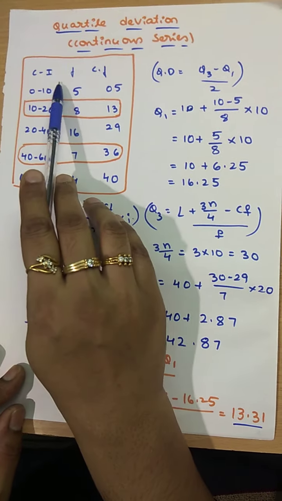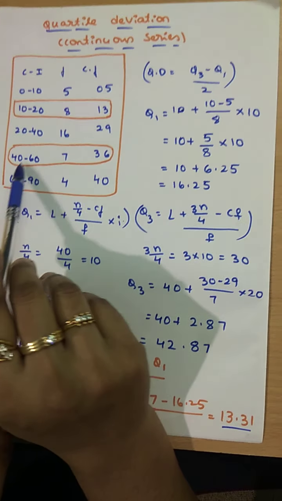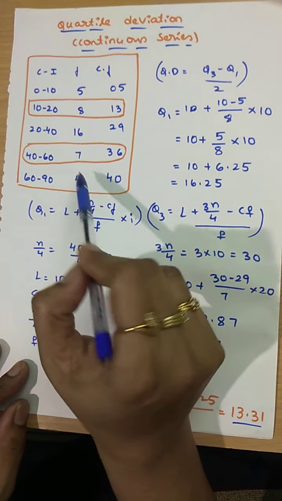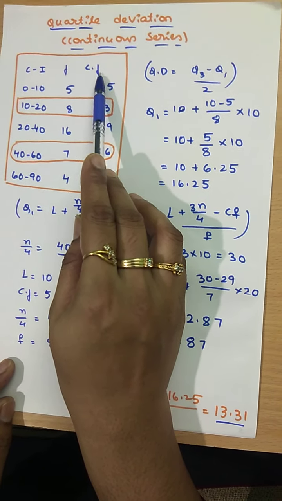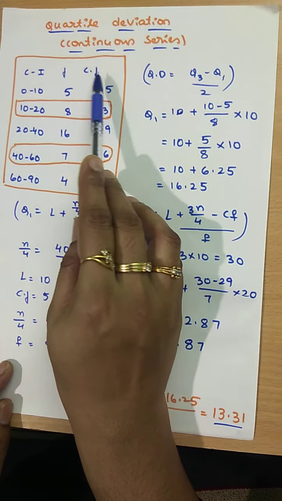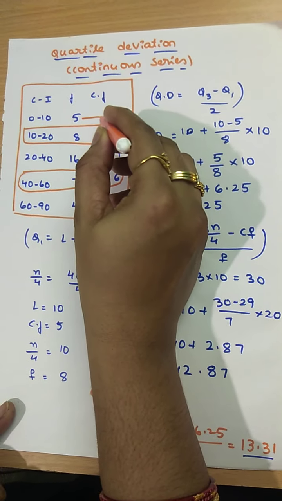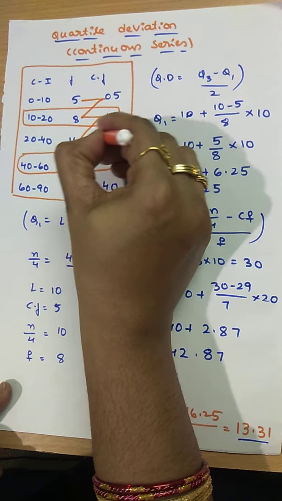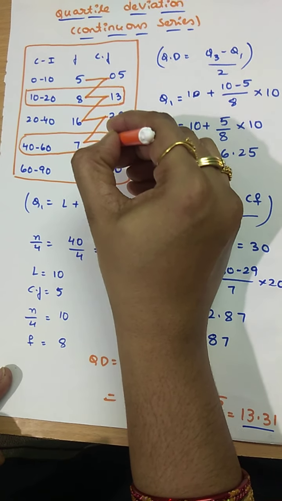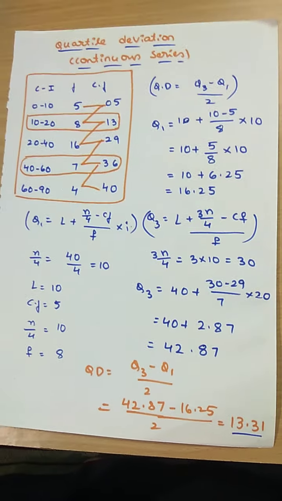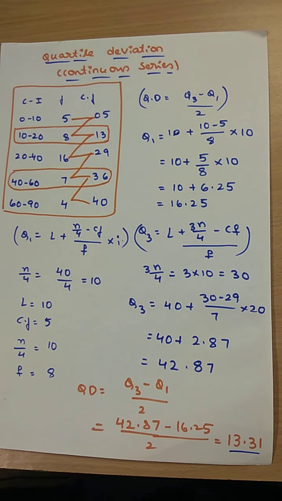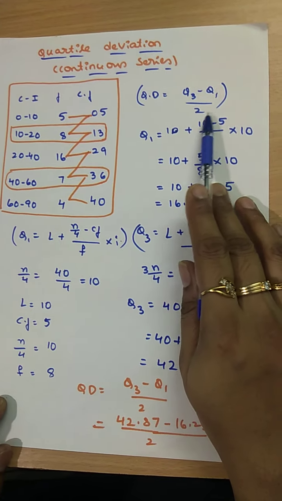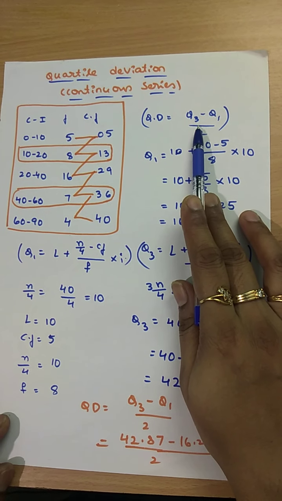The class intervals given are 0 to 10, 10 to 20, 20 to 40, 40 to 60, 60 to 90, with their frequencies. We need to find the cumulative frequencies: the first is 5, 5 plus 8 is 13, 13 plus 16 is 29, 29 plus 7 is 36, 36 plus 4 is 40. So the n value is 40, the total frequency. The formula is the same, Q3 minus Q1 divided by 2. Now we are going to find the Q1 value first.